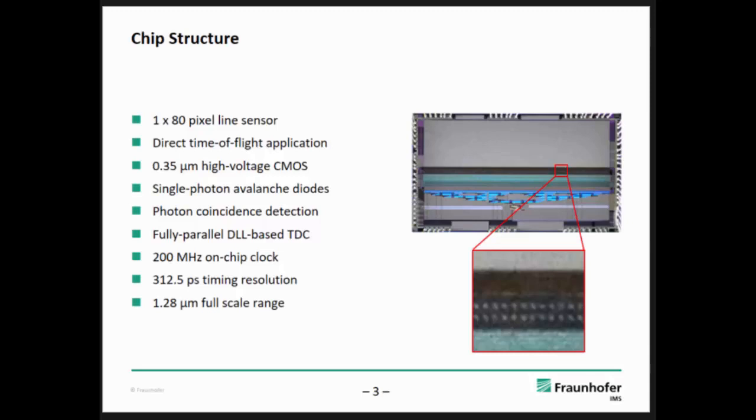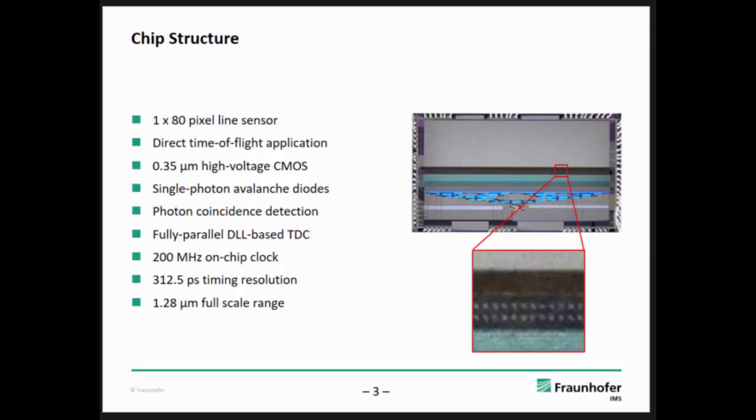And because one application we are aiming at is automotive, and there we have very high background light, for example, the sun. And to reduce the influence of this background light, we are using photon coincidence detection. This means we only stop or start our TDC when in a given time, at least a given number of single events are detected. How this will work, I will explain in the next slide.